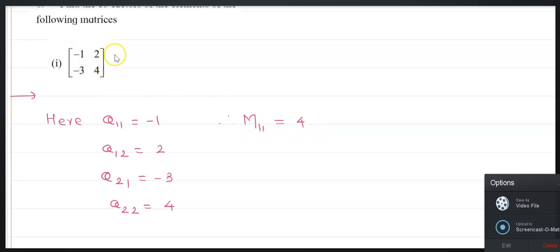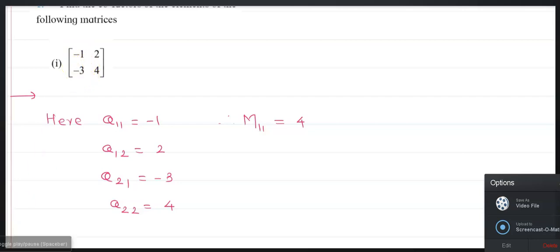म्हणजे आपण समोर बघायचंय, खाली बघणार. आणि कुठला एलिमेंट राहतो तर 4. 4 is the minor of small a11, that is capital M11 is 4. Now to find the minor of a12, पुन्हा या 2 कडे येणार आपण. इथे खाली बघणार आणि समोर बघणार. कुठला एलिमेंट राहतो तर -3. Therefore M12 is -3.